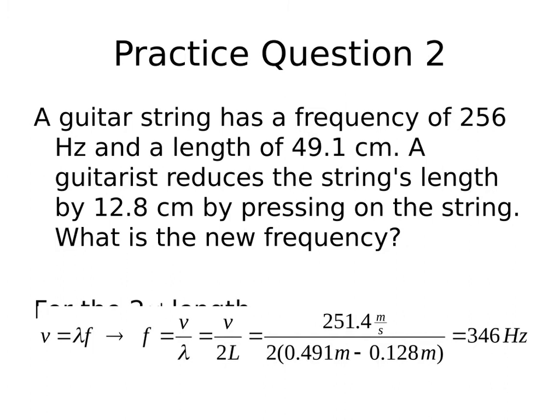And to get the frequency, we can take the speed and divide by the wavelength using the universal wave equation again to get the new frequency. But we have a new length here. So we take the old length and we subtract the 12.8 centimeters, because that's what we're told we're doing when we press on the guitar string in this example. Notice that I've converted to meters because we need to use meters for our wavelengths if we're using hertz for frequency, which we are. And we get the new frequency is equal to 346 hertz when we work that out.